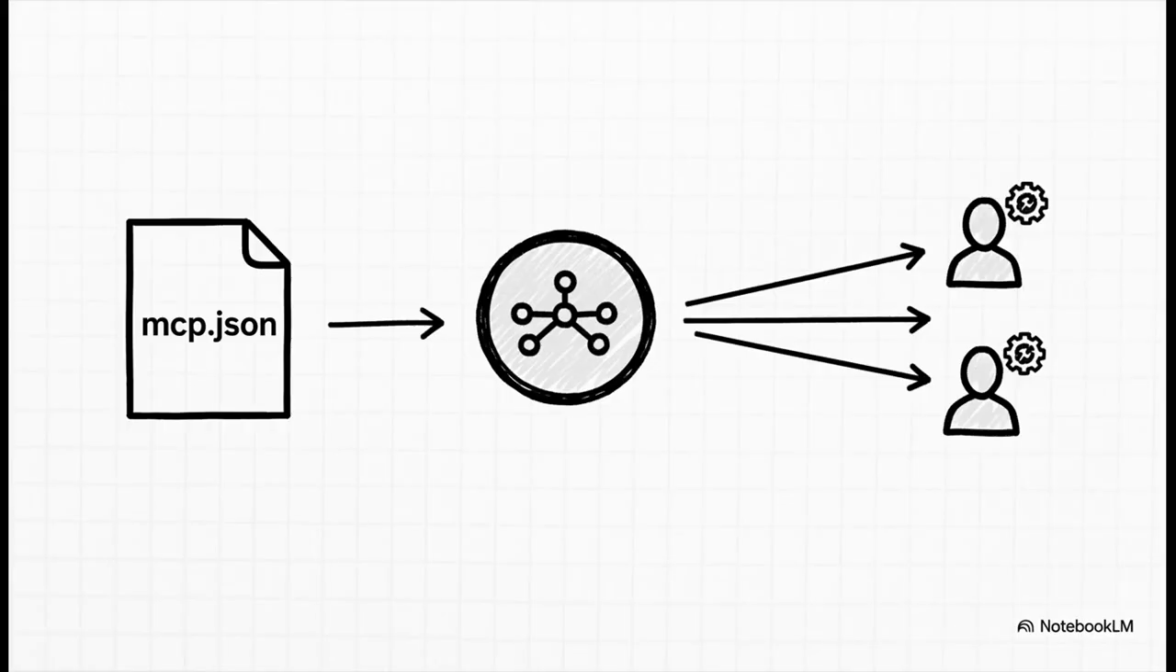Now, this is a total game changer for teams. When you set a tool's scope to project, it creates this tiny little mcp.json file. You just commit this to your repository, and that's it. Every single person on your team is now perfectly in sync. I mean, this is huge. It gets rid of configuration headaches and standardizes your whole team's toolset with just one commit.